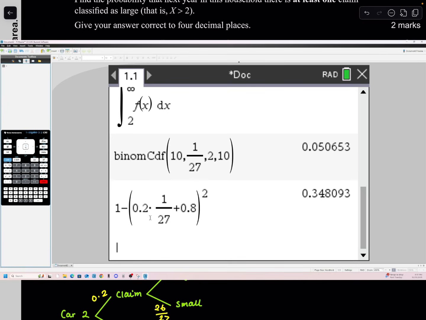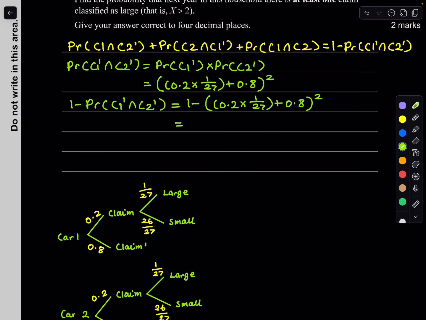Oh my god, what did I do? I made a little mistake. Come back to the paper. This is supposed to be 26, sorry, 26. Does that make sense? Because you remember when car 1 claims and becomes large, the probability is 26 over 27. What, 1 over 7? Wow, that was a little simple mistake that could have got it all wrong. So just make sure you double check your answer. Let me double check 0.2 times 26 over 27. Then that should work.